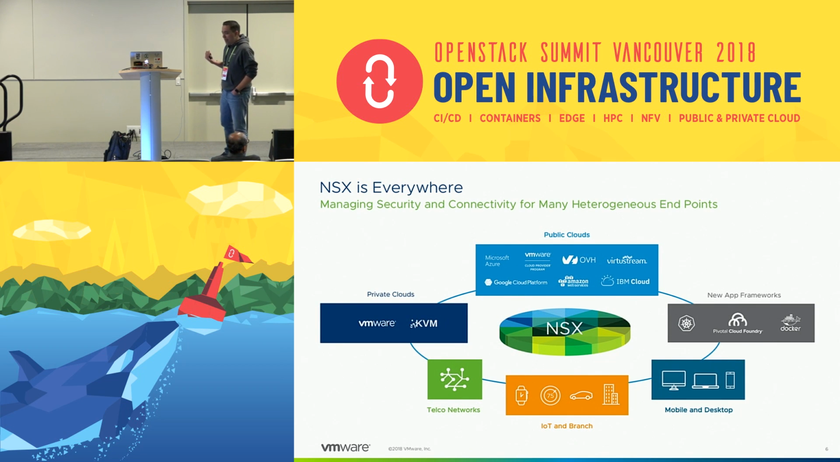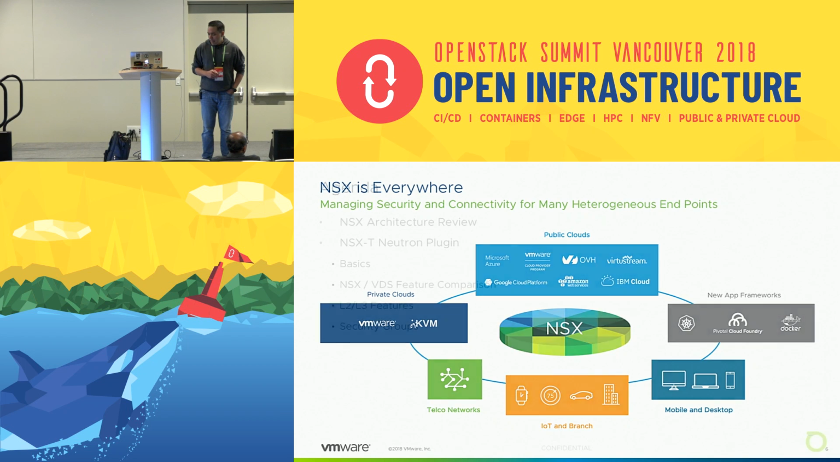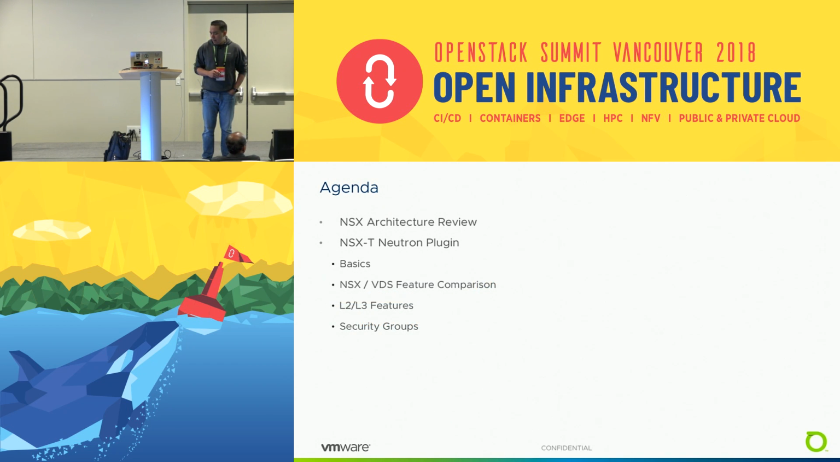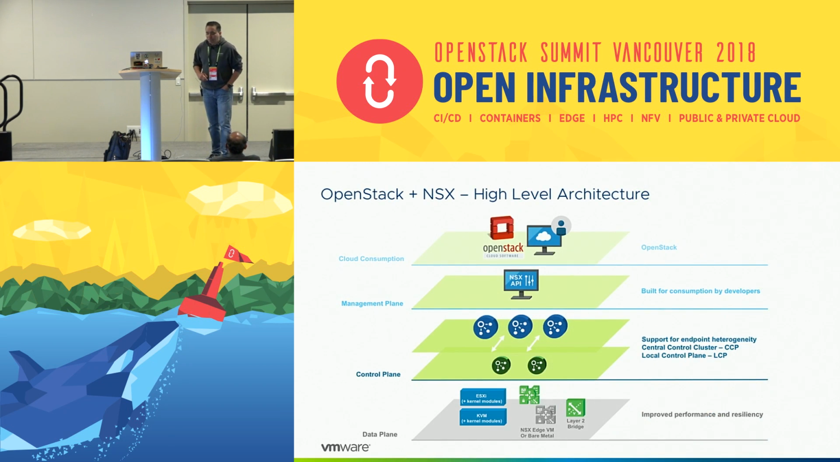And you've probably seen this slide before. I like it a lot because this NSX ring shows all the touch points and all the things where we currently either have an offering or will inevitably have an offering. Okay? So we're going to focus here on the OpenStack integration with multi-hypervisor private clouds, okay? So let's get started here.